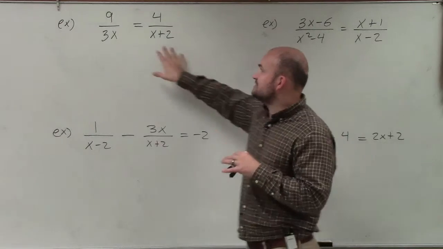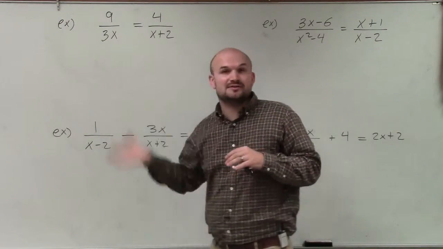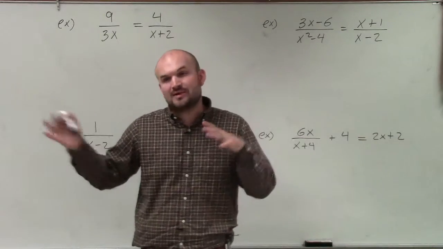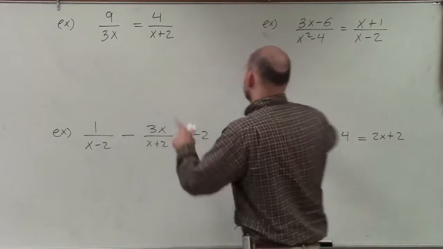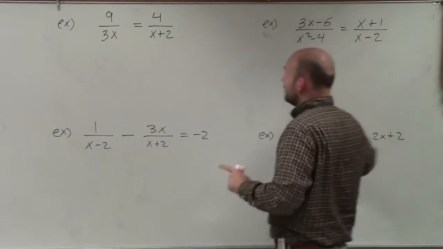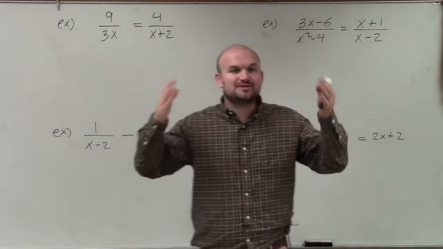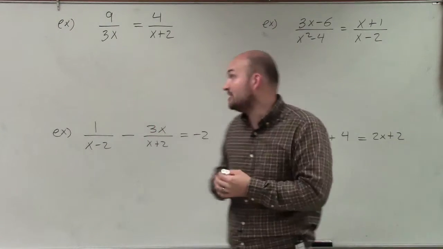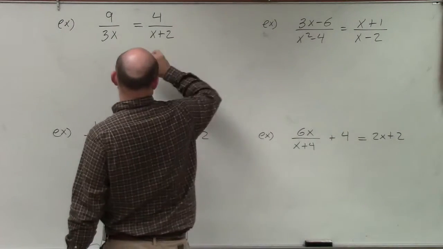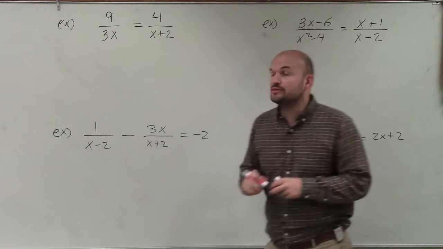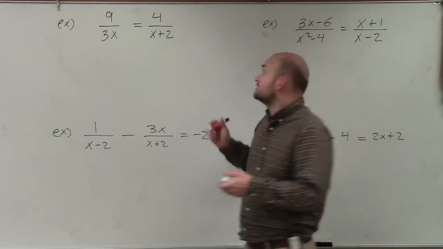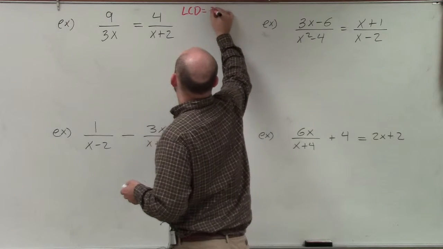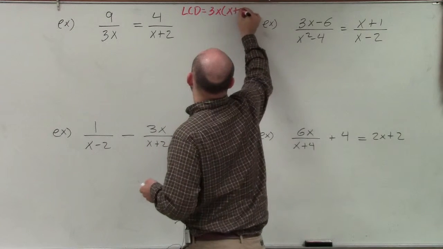So you can see in this one, we actually have a proportion. And I know some students might automatically think cross multiplication. And cross multiplication is fine, and you can use that process. However, I am not going to be using cross multiplication for the bottom two. So I just want you to get in the mindset of thinking of just find the LCD and multiply everything by your LCD. So in this first case, you can see the LCD between 3x and x plus 2 is just going to be the product of them two, which is going to be 3x times x plus 2.